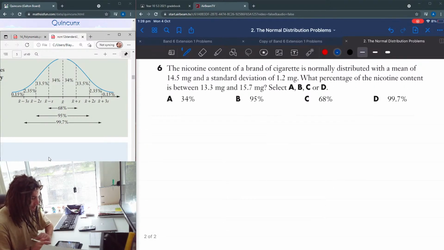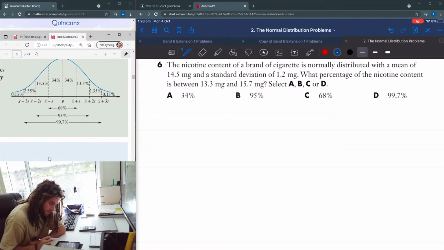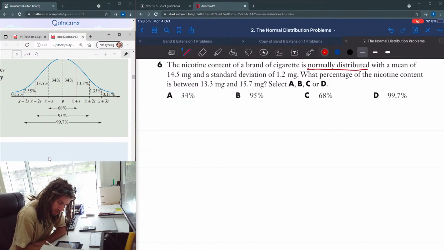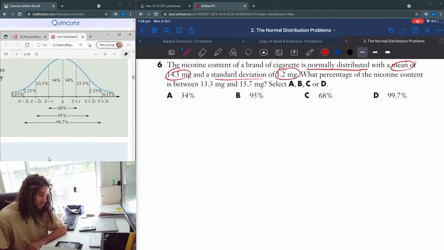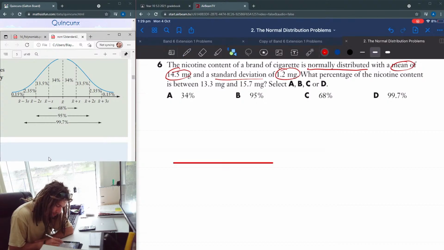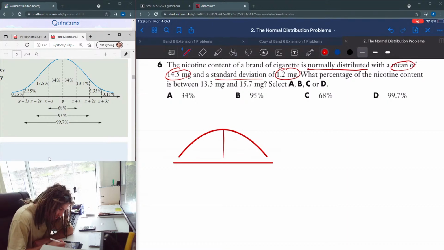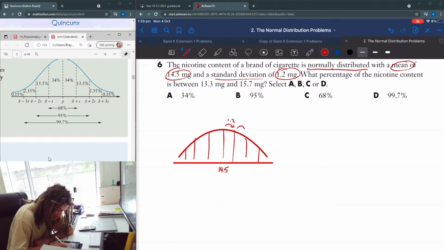All right, last one. The nicotine content of a brand of cigarette is normally distributed. Great. So these are the things I'm looking for: normal distribution, mean, standard deviation. What percentage is between those two? So the easiest way to do these, again, just draw the picture. Mean, 1, 2, 3. Okay, that's pretty bad. 1, 2, 3. 1, 2, 3. What's the standard deviation? 1.2. So the mean's 4.5. I'm going to go 1.2, 1.2, 1.2.